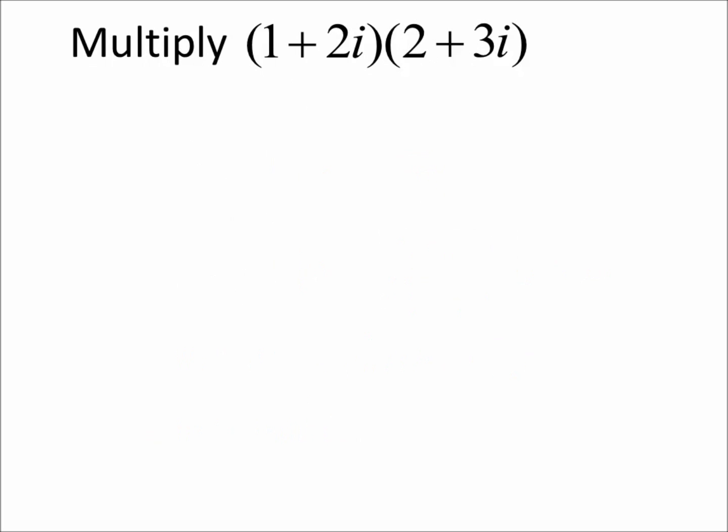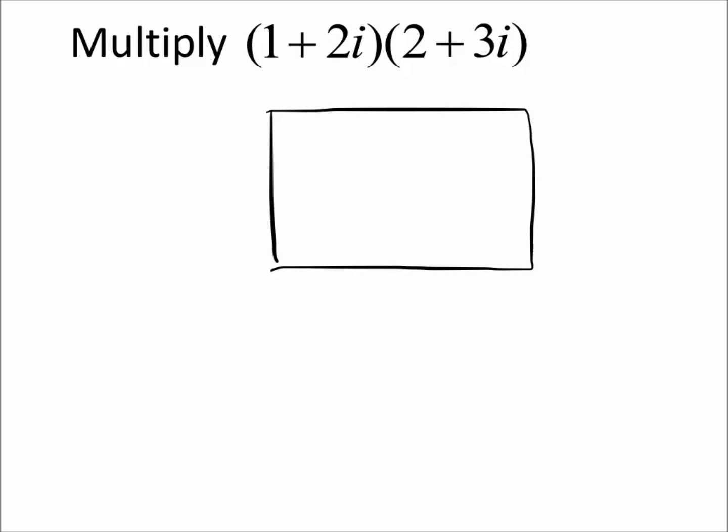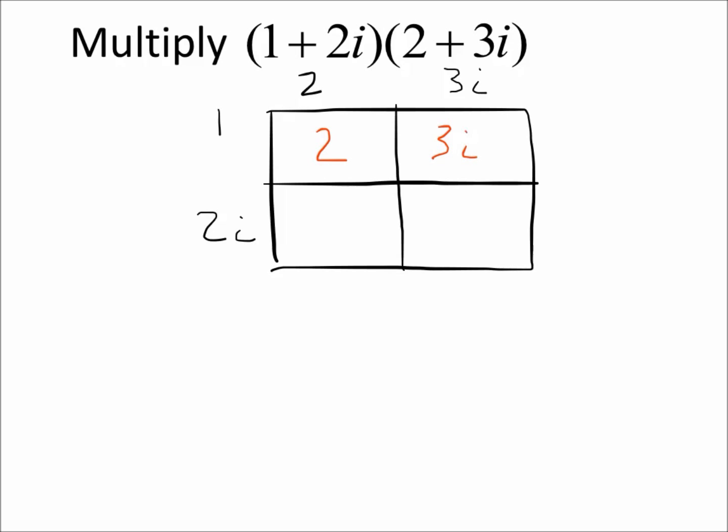So here we're going to multiply two complex numbers, 1 plus 2i times 2 plus 3i. I'm going to make my box like I've done before. 1 and 2i go on the side, 2 and 3i will go on the top. So now it's time to go through and do the multiplication. 2 times 1 is 2. 3i times 1 is 3i. 2 times 2i is 4i. And 2i times 3i is 6i squared.